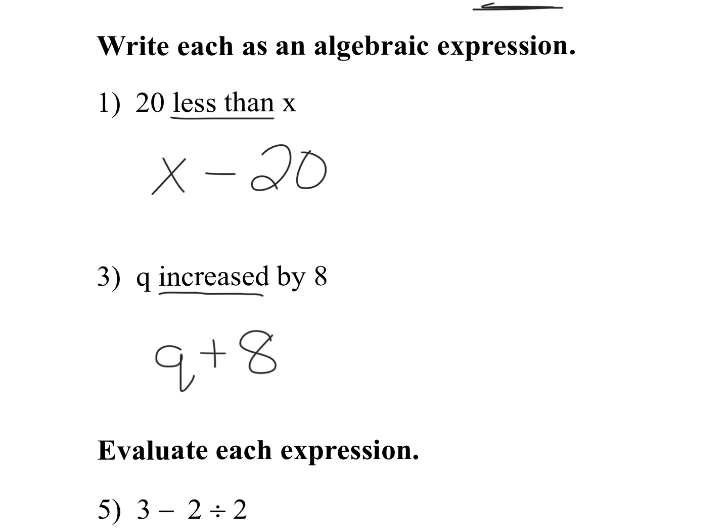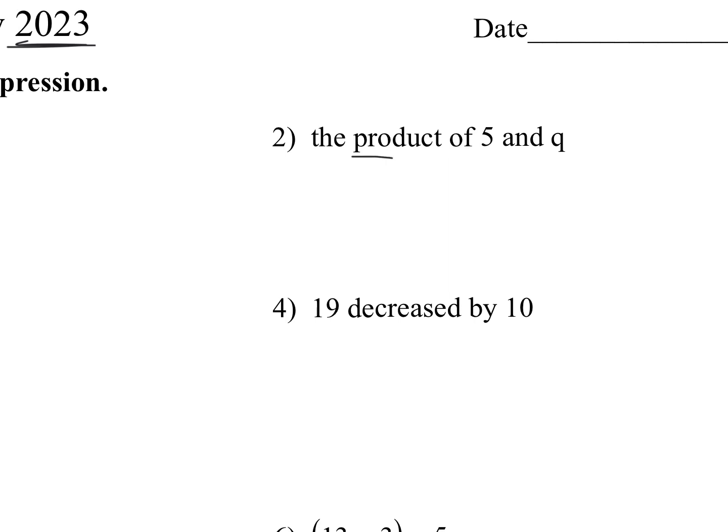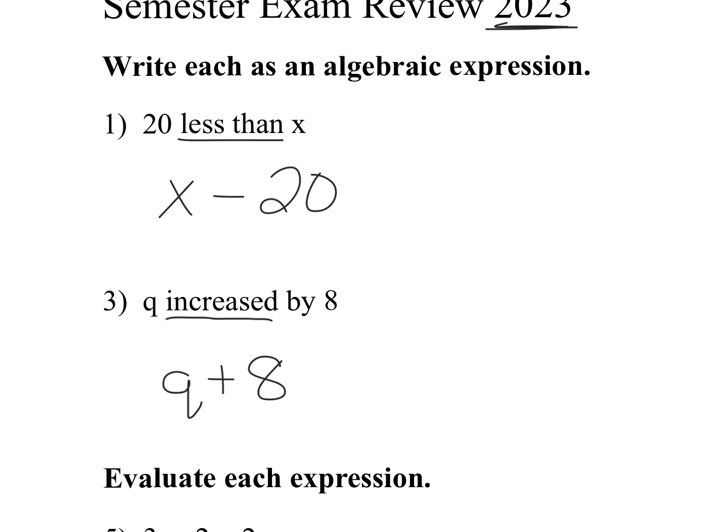What's product? Let's talk about keywords. On number 2, the keyword is product. What operation is that? Multiplying. What's the word for division? Decreased? Not decrease. Decrease is subtraction. It starts with a Q. Quotient. Quotient is the word for division. Any more questions on section 1?